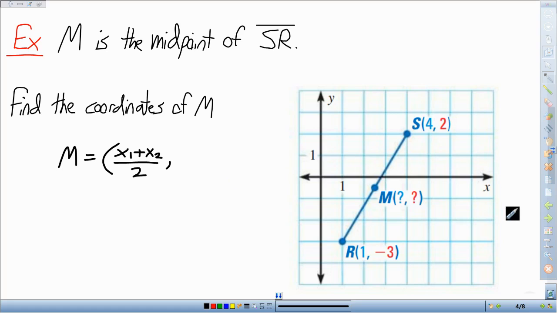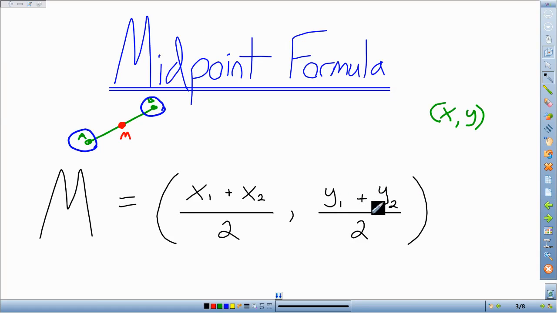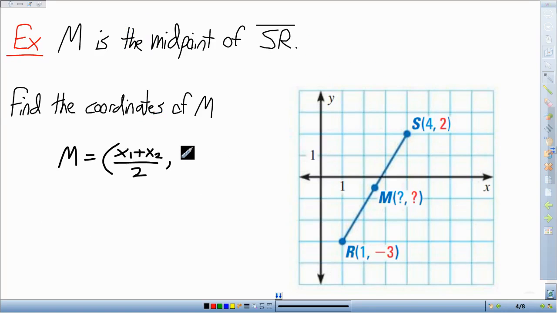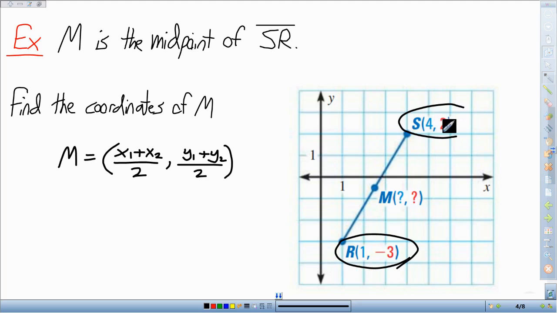Okay, comma, same thing with our y's, y1 plus y2 over 2. Oop, y. Okay, so there's our formula. Now we need to plug in our endpoints. They're written out here, but they won't always be. Sometimes you'll just have a graph and you'll need to actually find the coordinates.